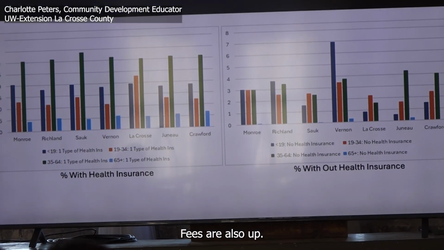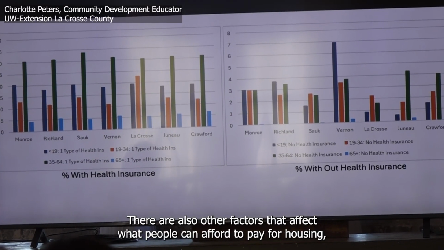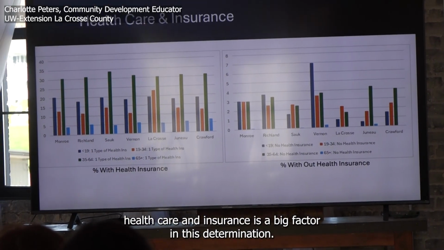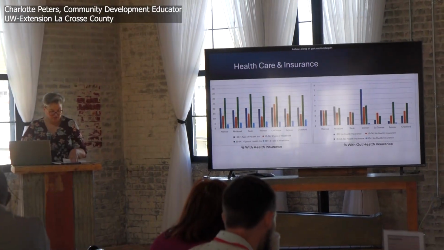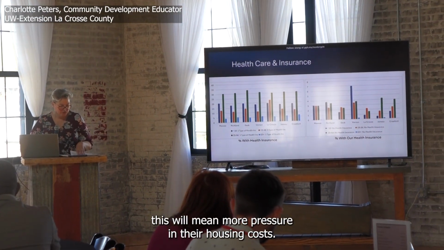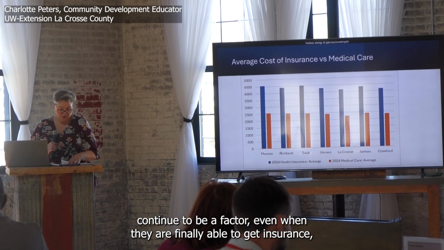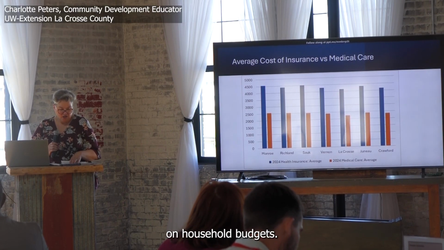There are also other factors that affect what people can afford to pay for housing. Healthcare and insurance is a big factor in this determination. For a large population who can't afford insurance, this will mean more pressure on their housing costs. This will continue to be a factor even when they are finally able to get insurance, because healthcare spending can put a lot of pressure on household budgets.